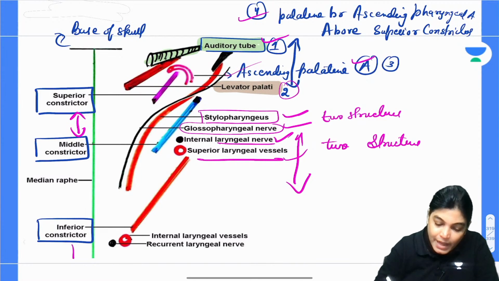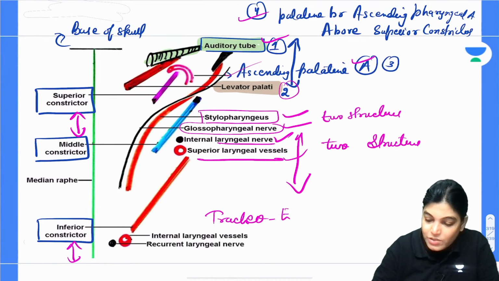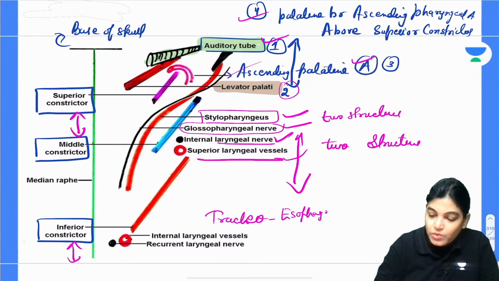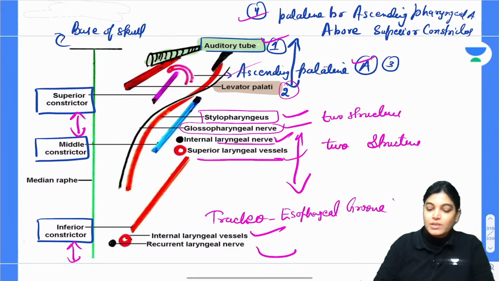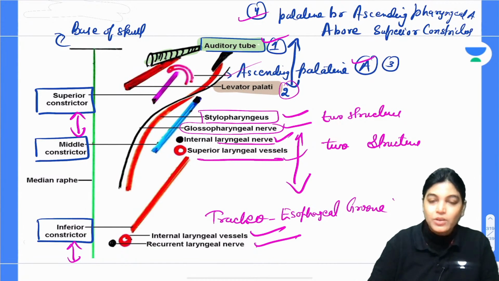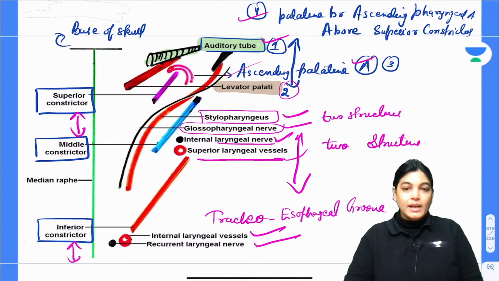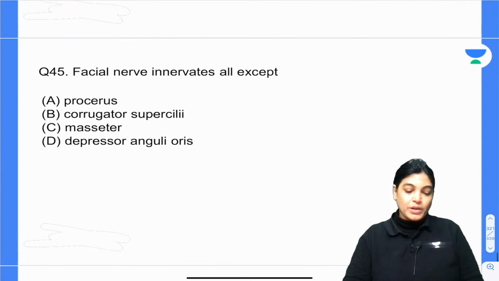Now the space lying below the inferior constrictor muscle is also called the tracheoesophageal groove, and through the tracheoesophageal groove 2 structures pass: the inferior laryngeal vessels and the recurrent laryngeal nerve. Done? Okay. Let's move on to the next, question number 45.